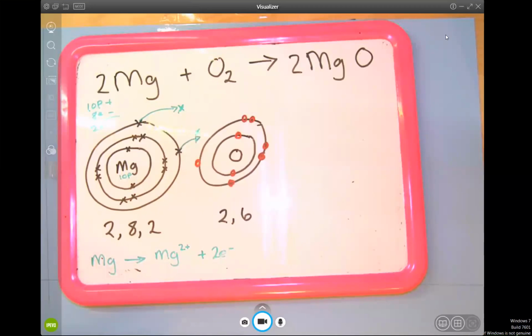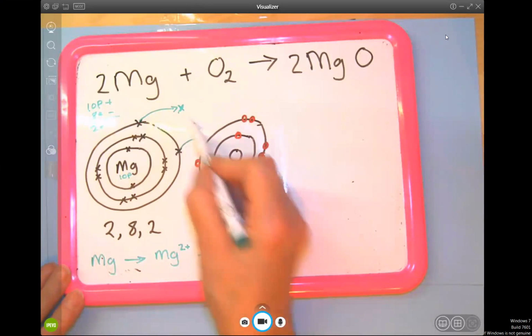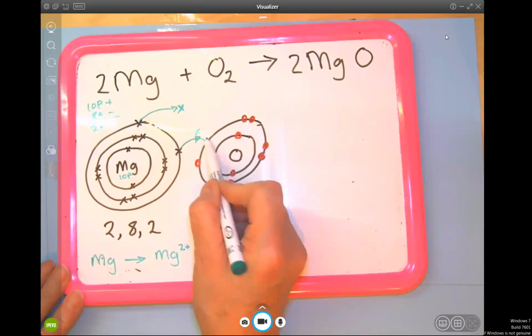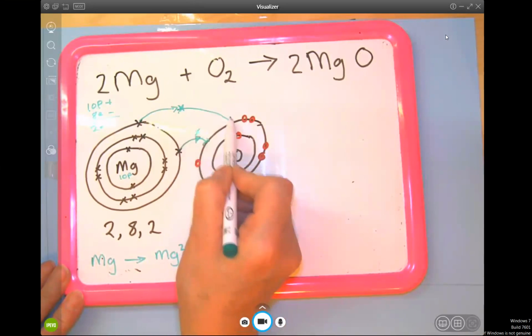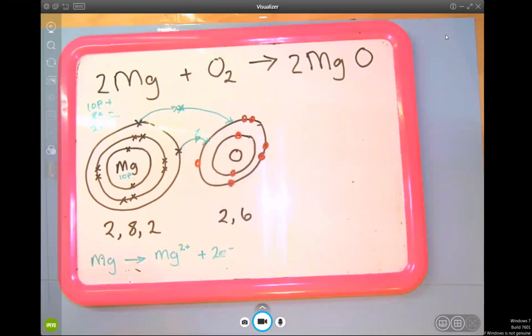Or is it easier for it to gain 2 electrons, lose 6 or gain 2? Well, it's easier for it to gain 2. So these 2 electrons from magnesium are going to go into the shell of the oxygen atom. Okay, so I can show that. I'll do it in a different colour so we can see it.